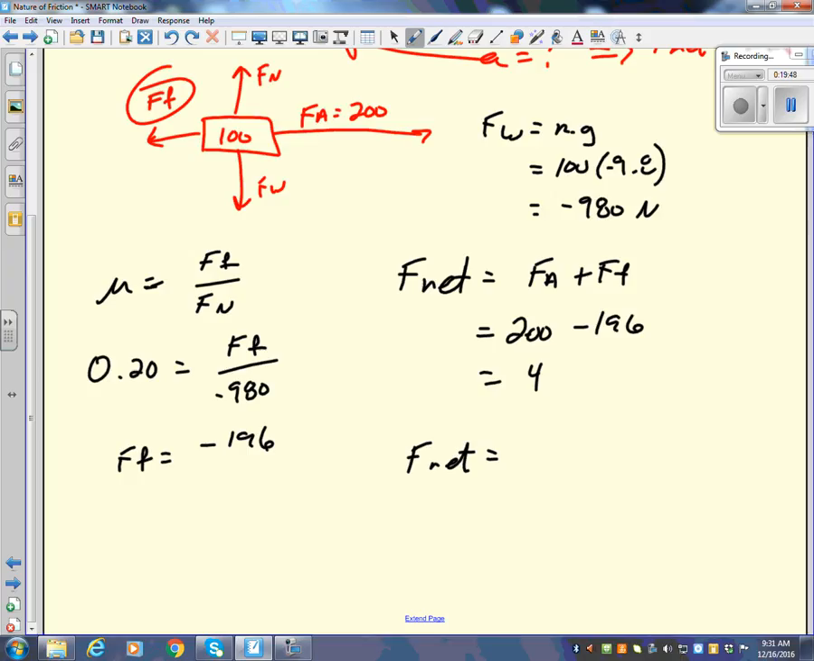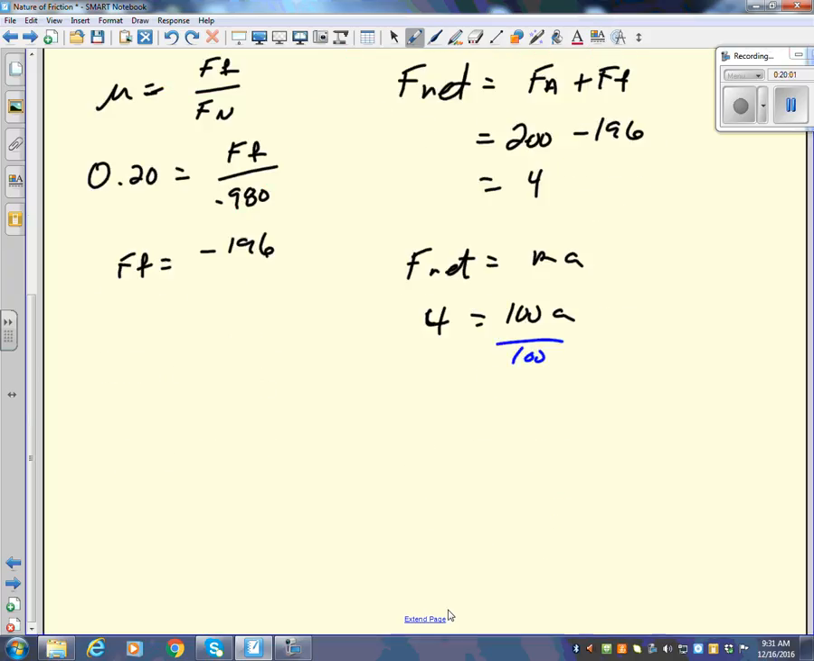That's the net force. 4 equals 100A. How do you solve? Divide. 0.04 meters per second squared. Yay.